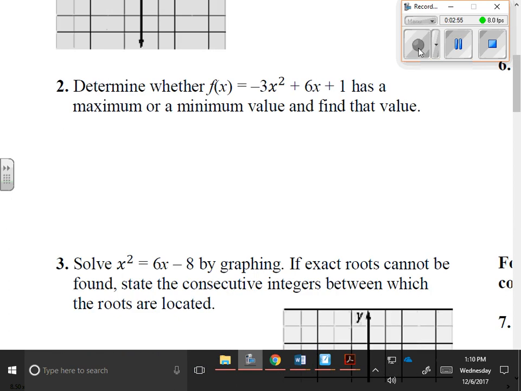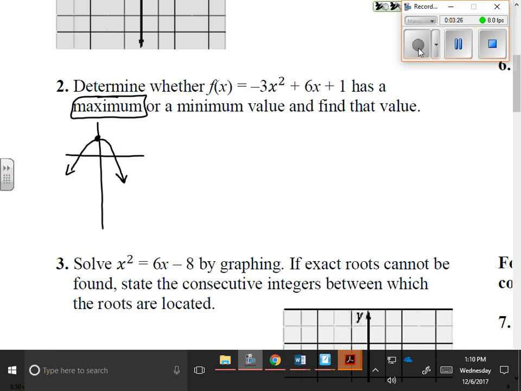Number 2, determine whether this equation has a maximum or minimum, and find that value. Does it open up or down? Down. So if it opens down, let's draw a picture so we kind of see it in our head. There's the XY axis. It opens something like this, opens down. That means it's going to have a maximum.